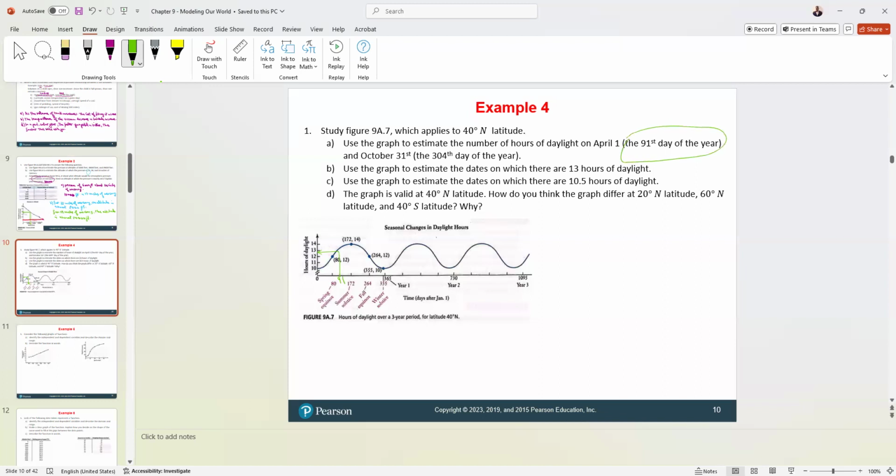This one right there, we can say on April 1st there is about 24 hours. Is that 24? No, no, no. There is about 12.4. 12 or 12.4, because it all depends. About 12.4 hours of daylight.